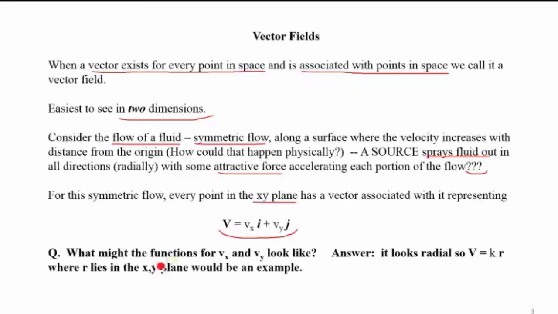What might the function for these two components look like for the case where we have this symmetric flow? Well, the answer is it's radial, and so one example of this would be a vector that's proportional to the r vector, with some proportionality constant k. And so as you increase r, the magnitude of the vector increases. So this is a function, but the components are vectors. r lies in the xy plane, and so this would serve as an example.